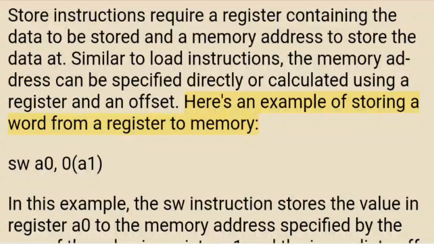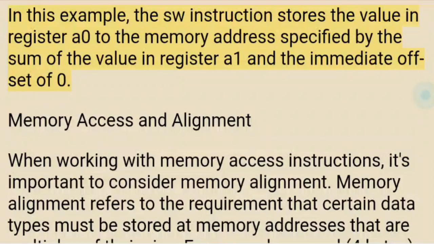Here's an example of storing a word from a register to memory. SW A0, 0(A1). In this example, the SW instruction stores the value in register A0 to the memory address specified by the sum of the value in register A1 and the immediate offset of 0.